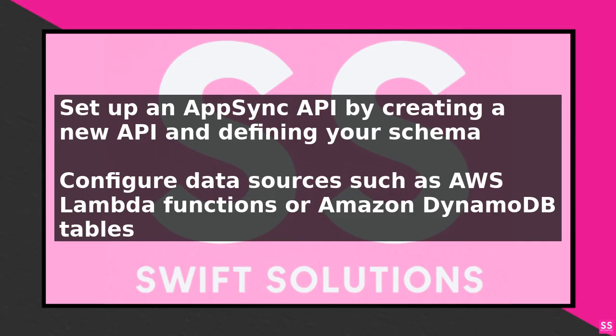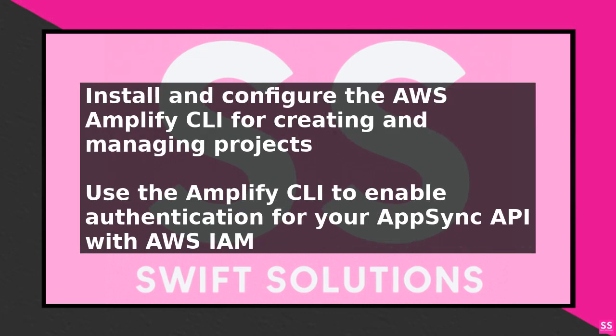services. After setting up the AppSync API and the Amplify CLI, you need to configure authentication for your AppSync API. AppSync provides built-in support for AWS IAM, Amazon Cognito user pools, and API keys. You can use the Amplify CLI to enable authentication for your AppSync API. It is essential to choose an authentication method that fits your application's needs.